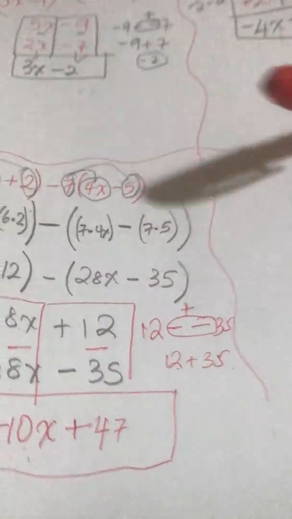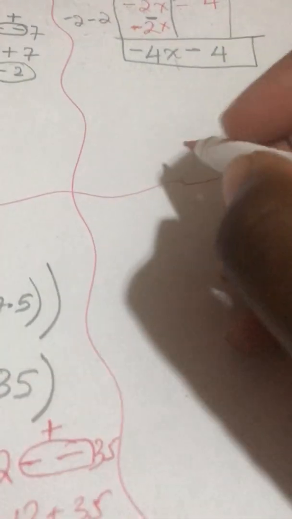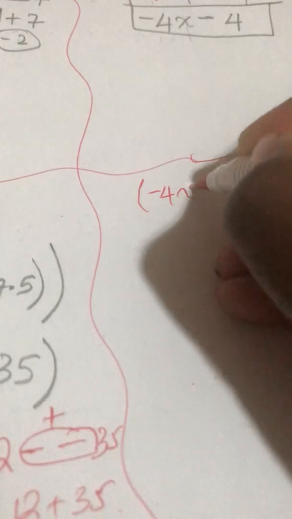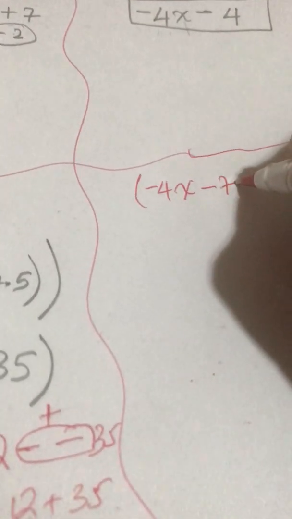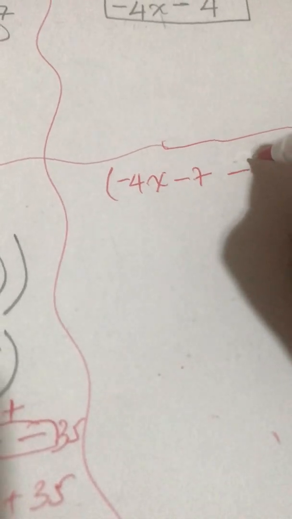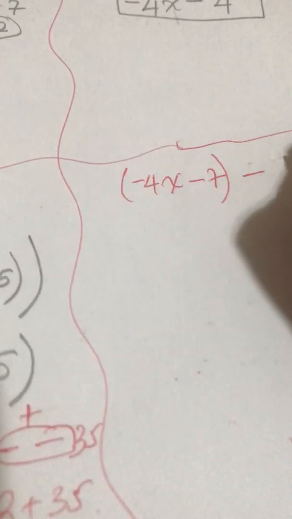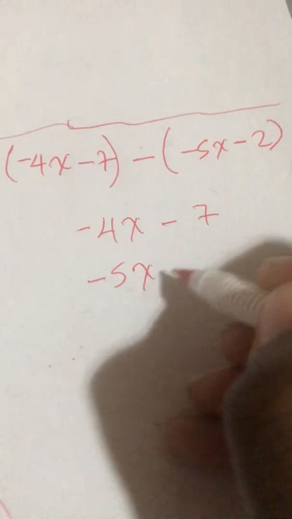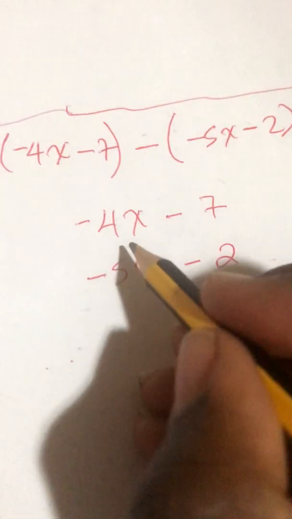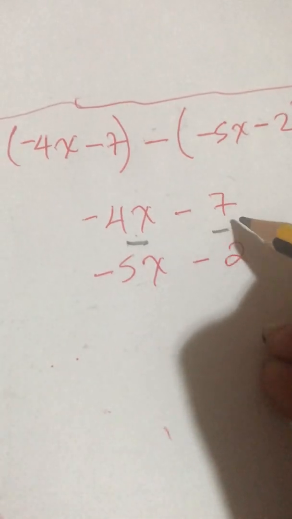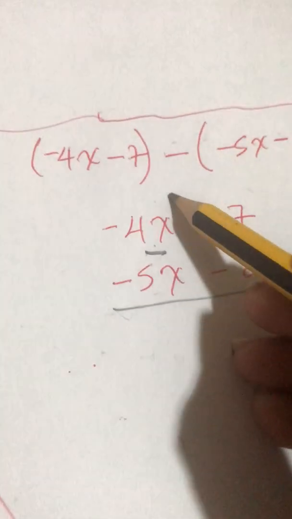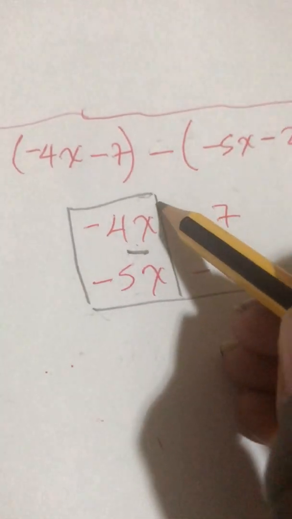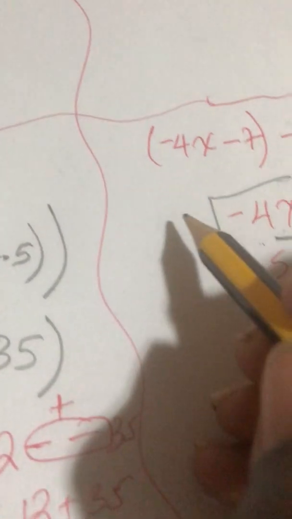All right. Let's do one where everything is negative. Negative 4x minus 7 minus negative 5x minus 2. So negative 4x minus 7, negative 5x minus 2. And I have this minus coming in the middle. So now I do this box and I do this box. So the work for this, I will write it on this side.